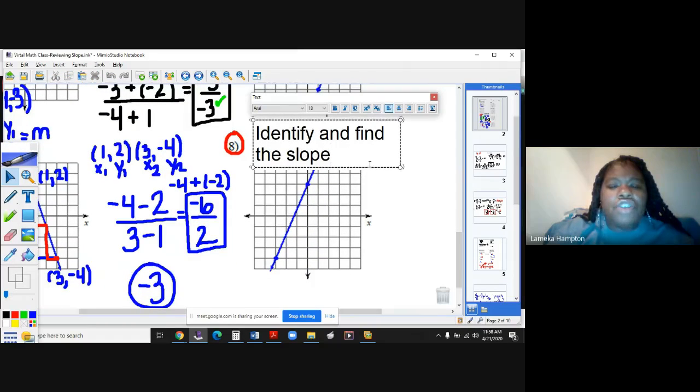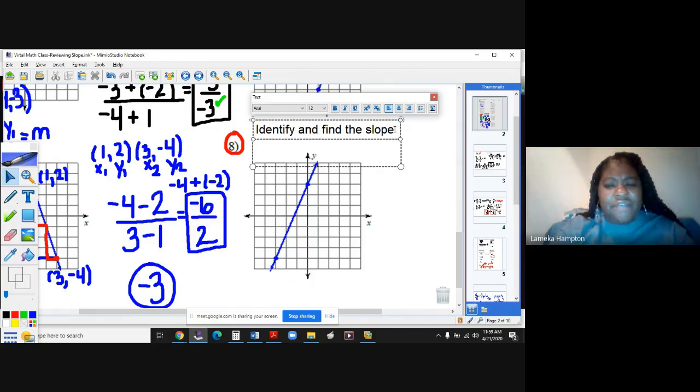So I want you to identify, matter of fact, let me make this a little smaller so that way... okay, that's cool. All right, so I want you to identify and find the slope and also write the equation of this line.